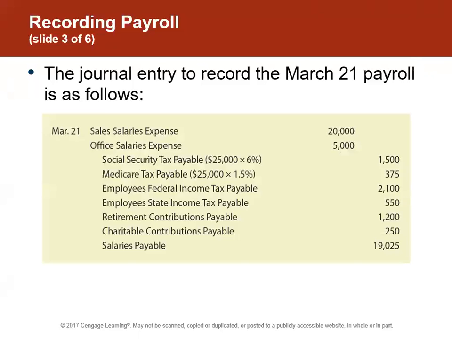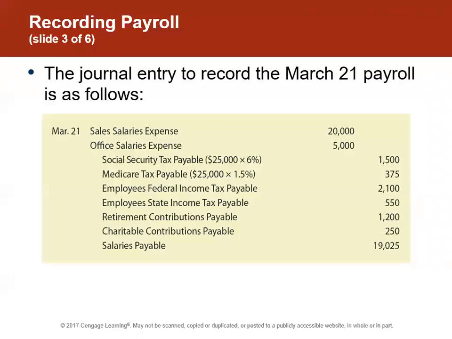So our first journal entry is dealing with the actual payroll expense itself. Important things to know: on our first journal entry, we're doing just the payroll. We always debit the gross pay. Gross pay is always debited to salaries expense or wages expense, depending on what it is. In this case, they were both salaries. So we have sales salaries expense, $20,000 debit, office salaries expense, $5,000 debit. Those debits are gross pay, and those were given.